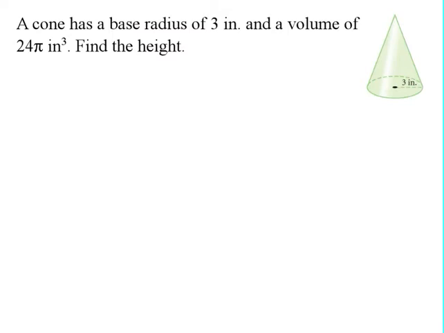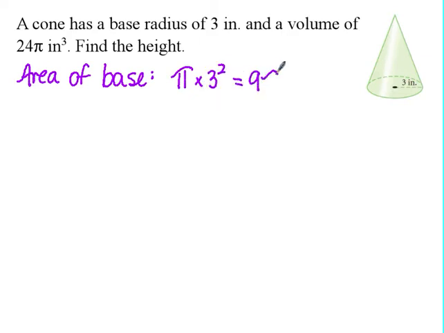A cone has a base radius of 3 inches and a volume of 24 pi inches cubed. Find the height. So let's first find the area of the base. The area of the base is going to be pi times what squared? 3 squared. So the area of the base is 9 pi.